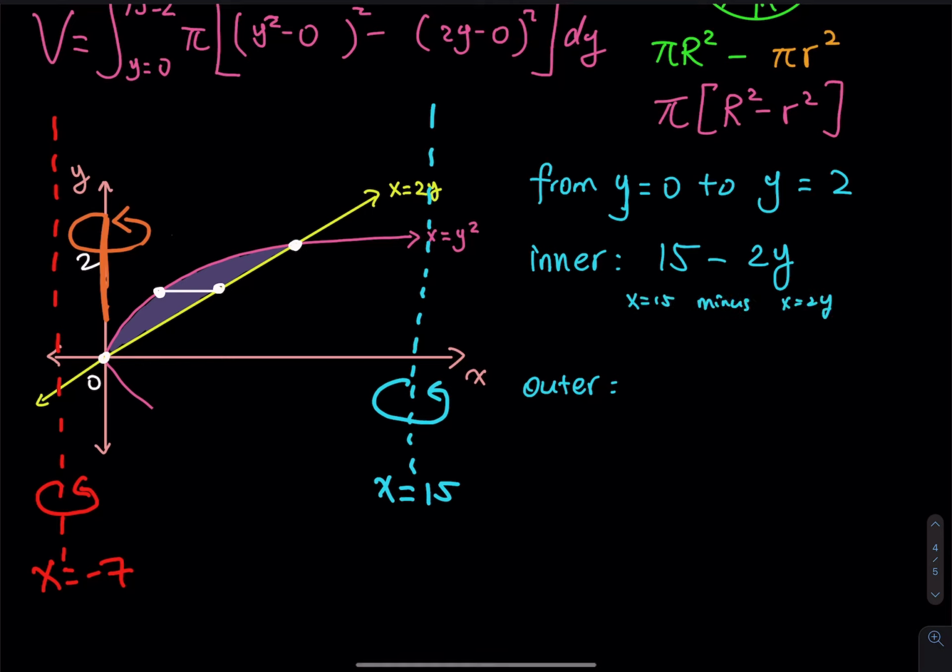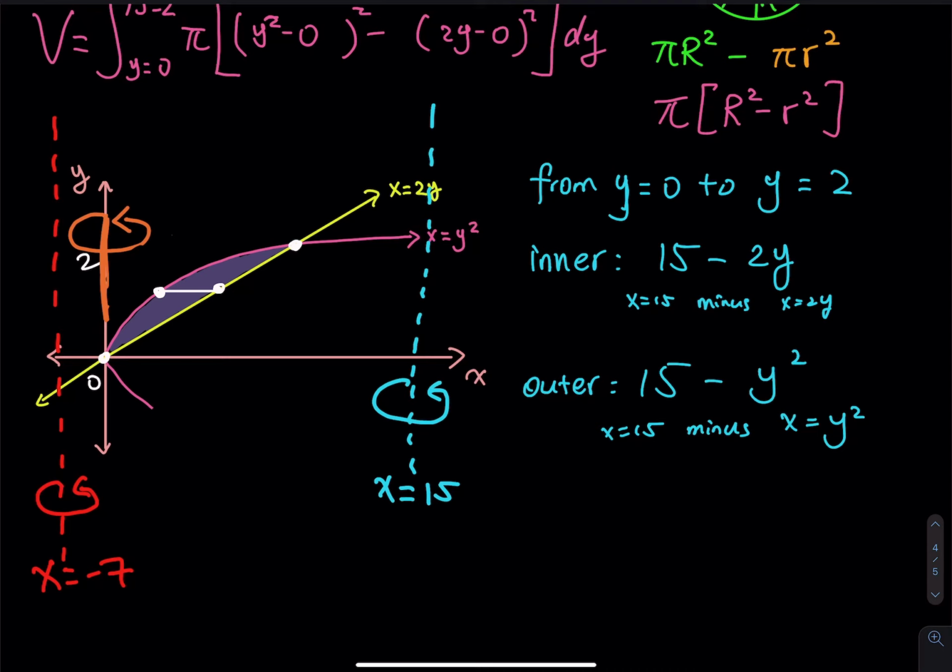And then what about the outer radius? The outer radius will be the 15 minus the curve, right? So that will be 15 minus the curve, y squared. So we have x equals 15 minus x equals y squared. You don't need to write all this little detail, but I am doing a lecture right now. When you do a lecture, I have to write out all the detail.